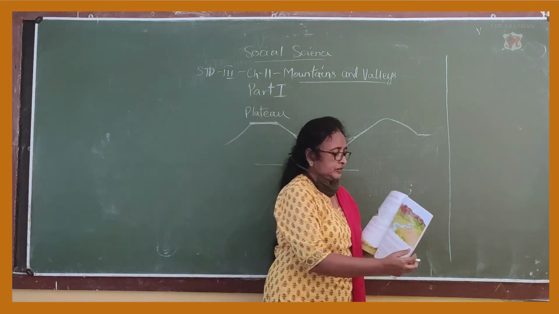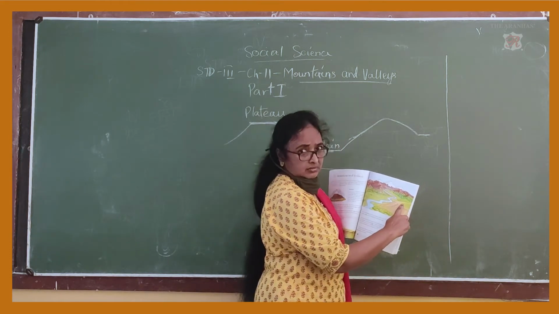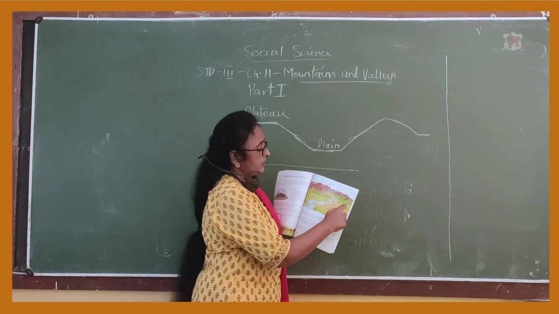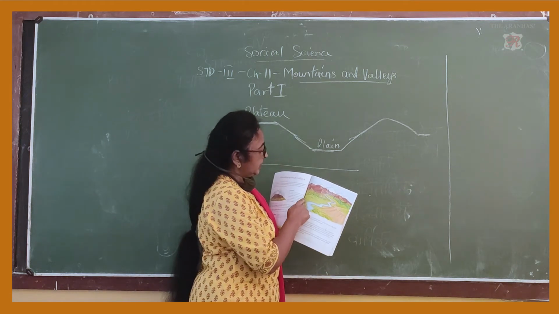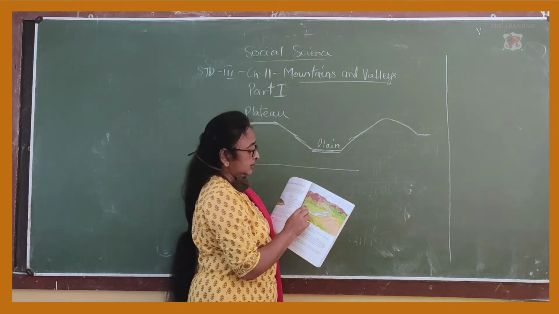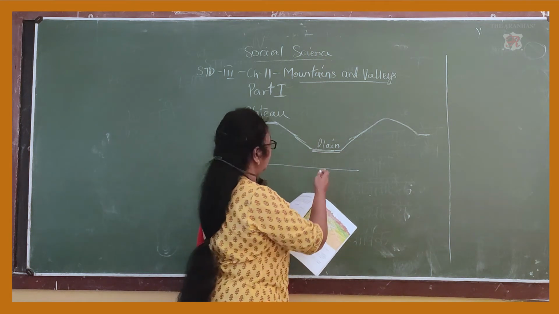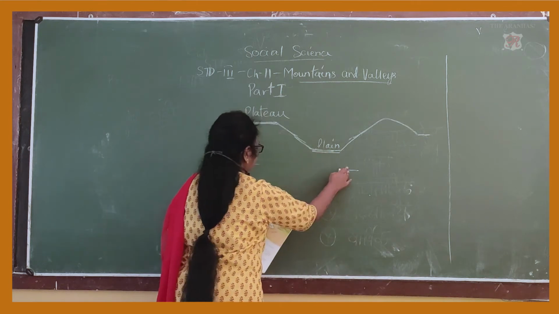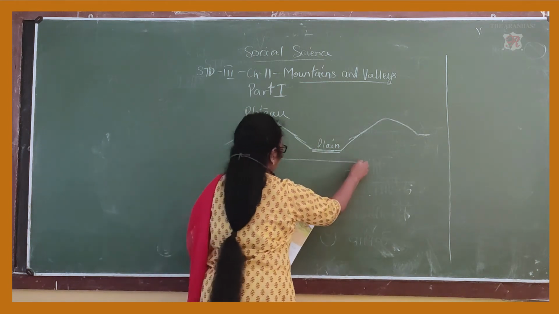You understand? See, the picture also is given. See the raised part. The raised part is given, and this plain part is called plateau. And here on the ground, on the land, this plain part is called a plain. Not only here, but even suppose this is plain, here also it is plain.